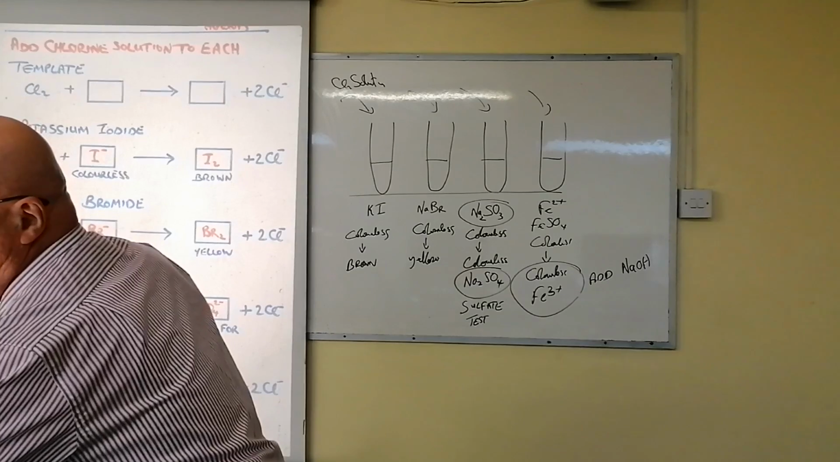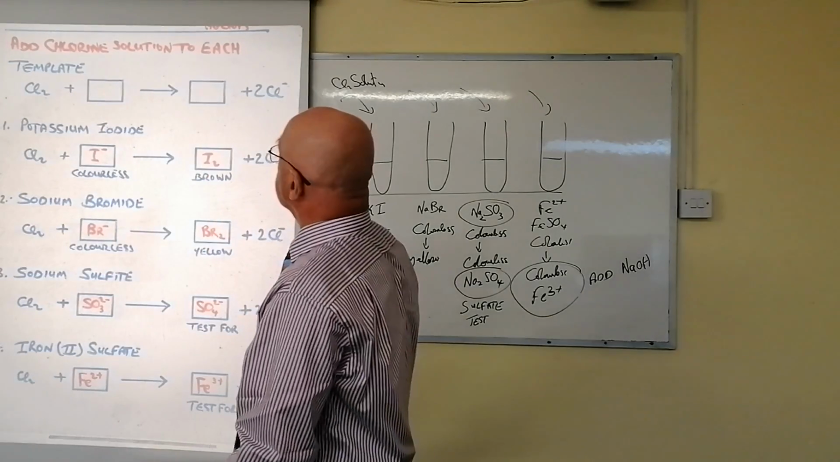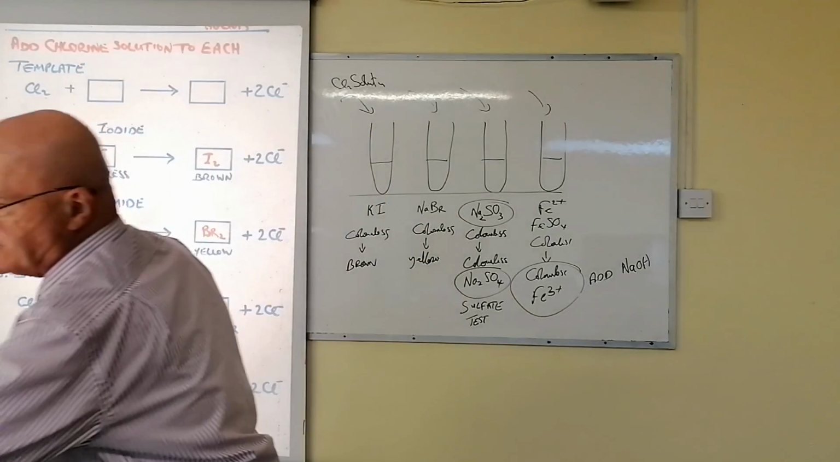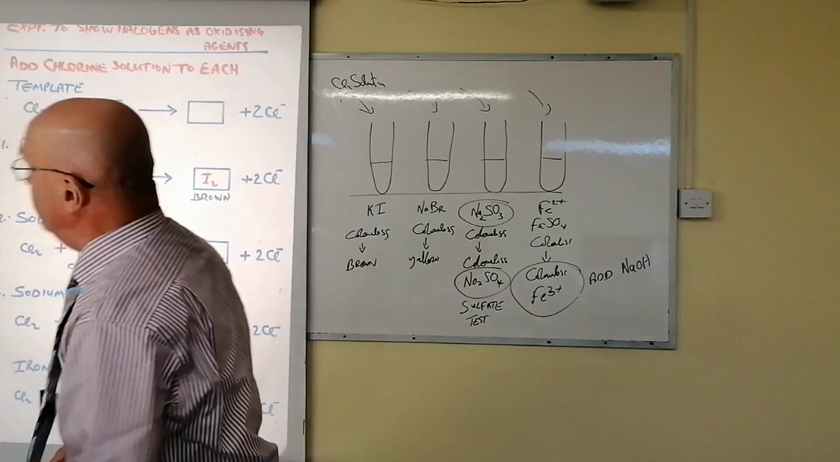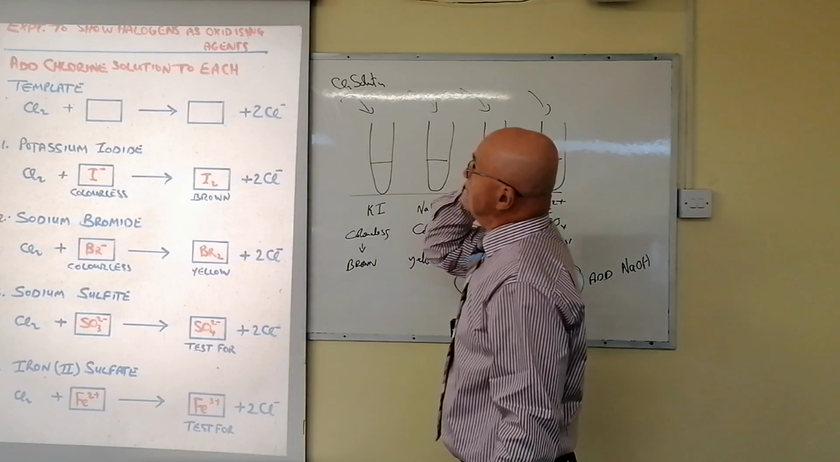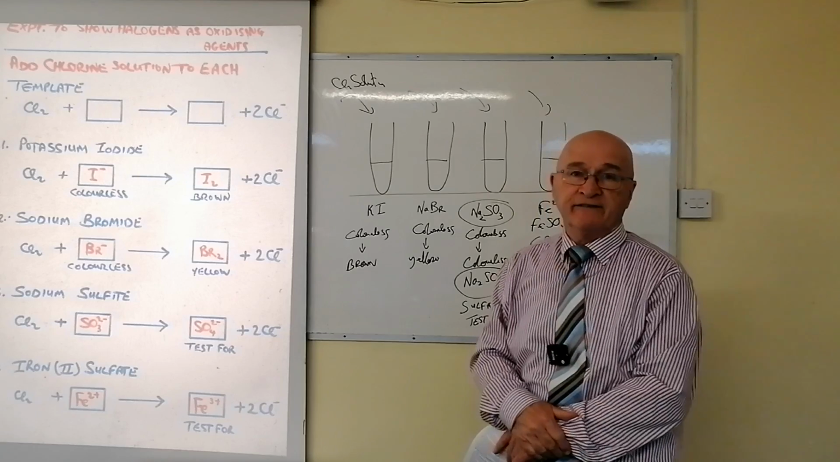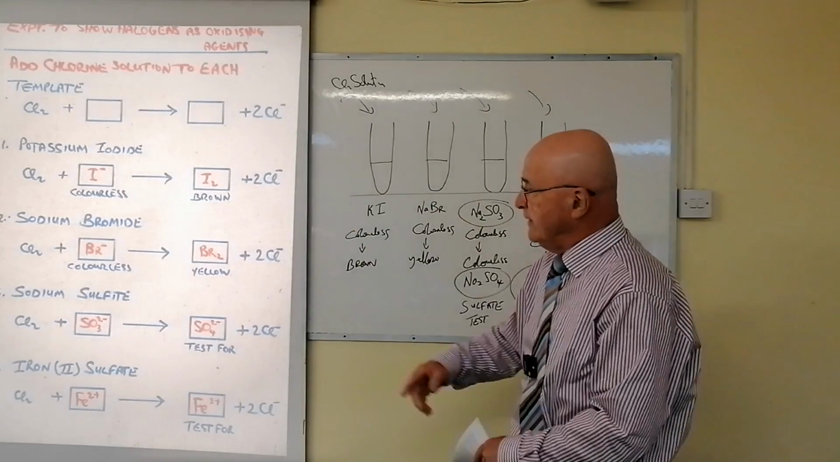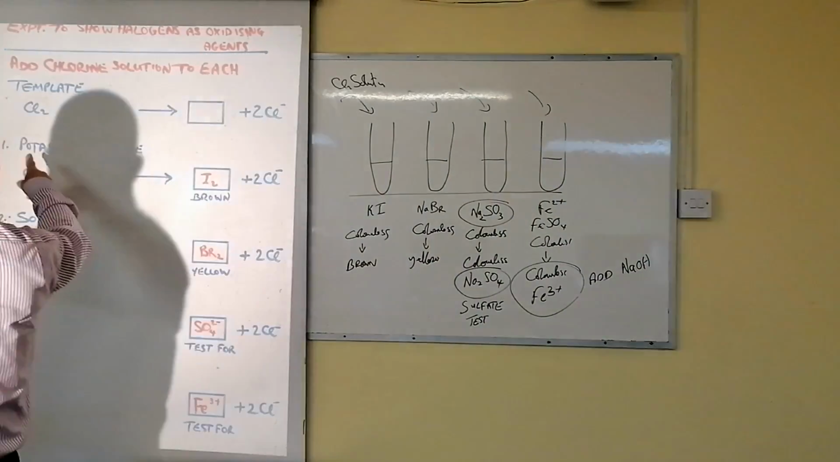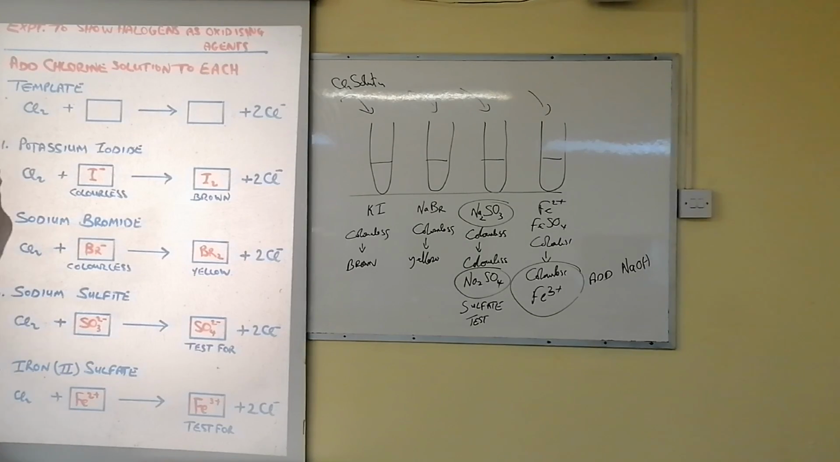You're showing that halogens act as oxidizing agents, okay? Very important. An experiment to show that halogens act as oxidizing agents. And we've taken chlorine. Now, I'm reminding you, when I write chlorine like that, you may be thinking it's chlorine gas, which is very dangerous. It's a chlorine solution. You can put solution in there if you want. But you see the template, that's the important thing for you.